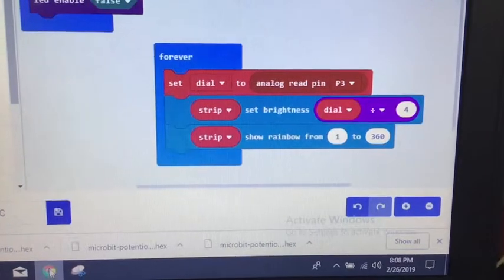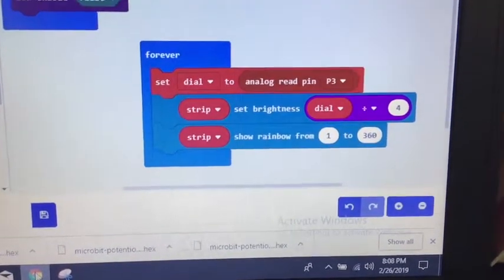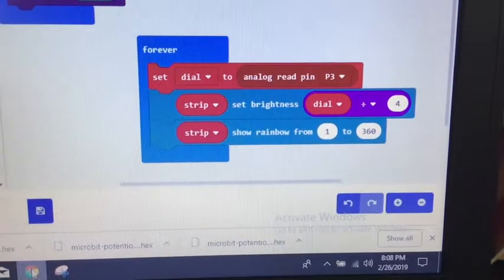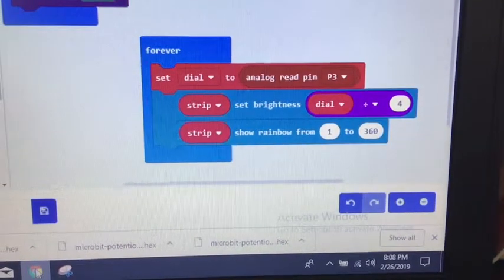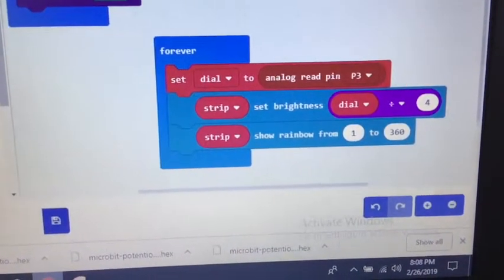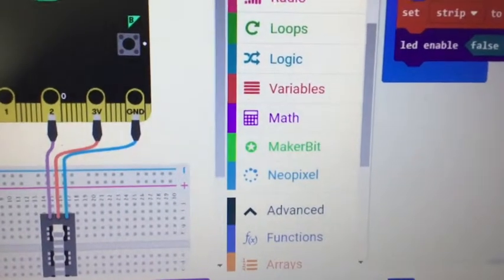And then just show the rainbow. So the 1023 divided by 4 is going to get me the total brightness. So all the other side, work it down. Math is in that little bracket right there.